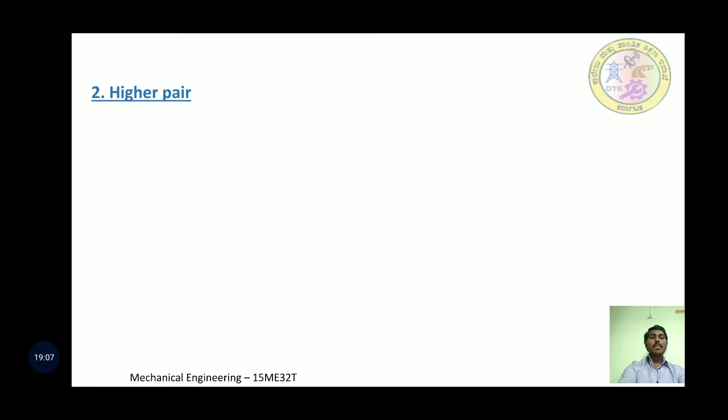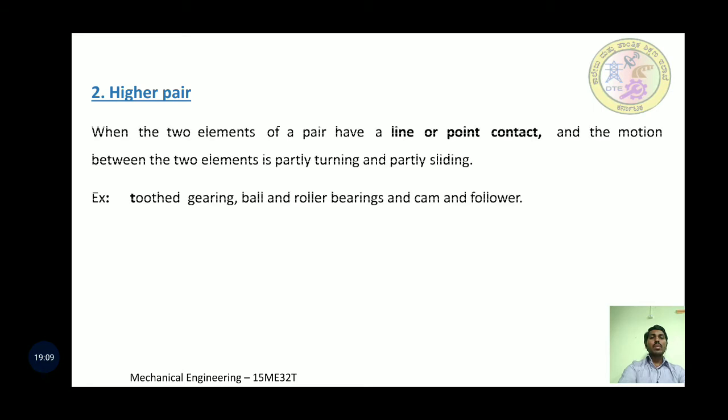Higher pair. What is a higher pair? When two elements of a pair have a line or point contact and the motion between the two elements is partly turning and partly sliding. Example: toothed gearing, ball and roller bearing, and cam and follower.